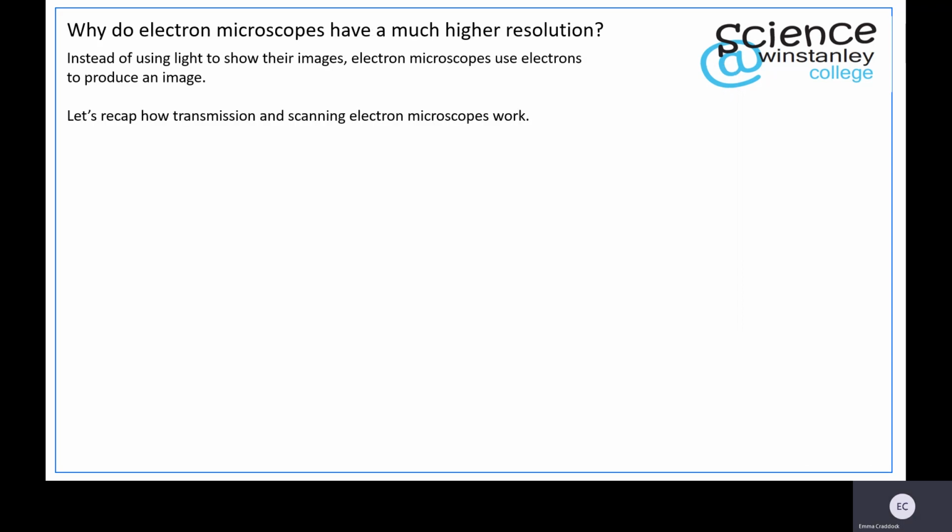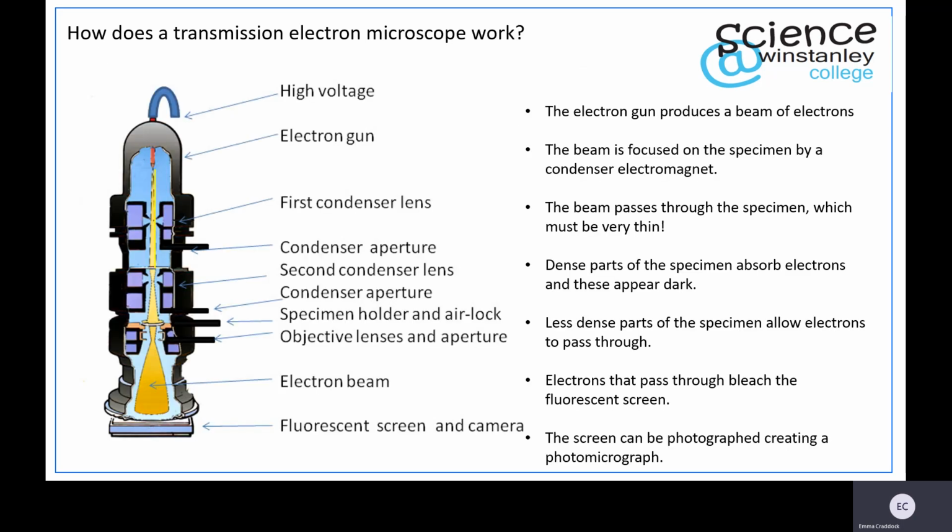So, instead of using light to show their images, electron microscopes use electrons, and this is why they have a much higher resolution. So let's recap how transmission and scanning electron microscopes work. So here is my transmission electron microscope.